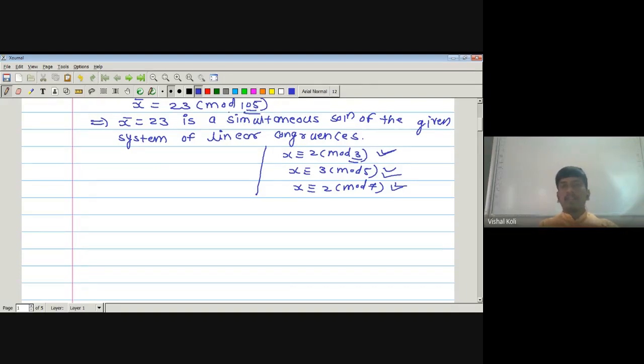If we have to take another solution, then it must be greater than 105 and also congruent to this 23. Okay, any doubts in this?